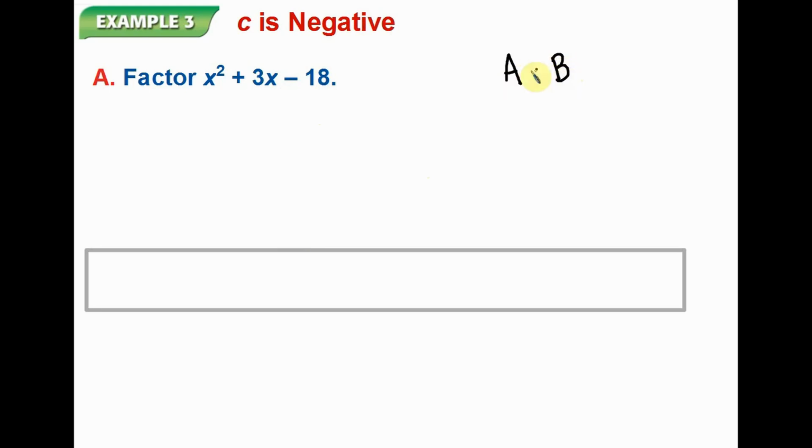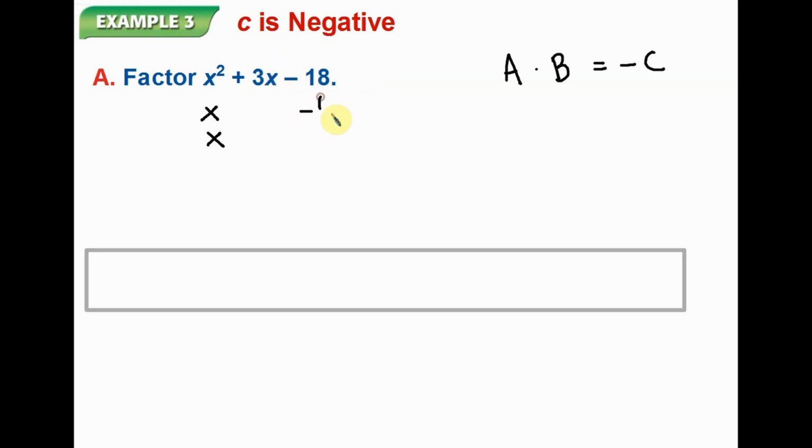Example 3, if your C value is negative, that tells me if you had number A and B, at least one of them has to be negative in order to result in a negative answer. You cannot have two negatives because if you have negative times negative, that will result in a positive answer. On here, if you want to have x squared, I need to have two x's to be multiplied. Now think about two numbers. When you multiply, you get negative 18, while when you add them, I have to get 3.